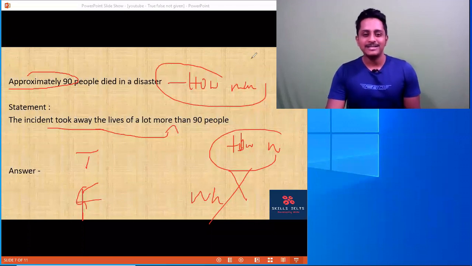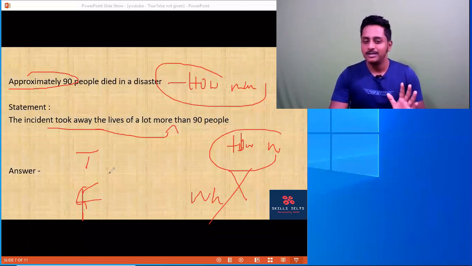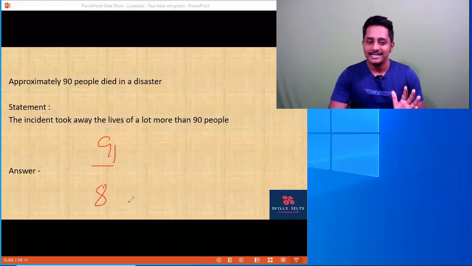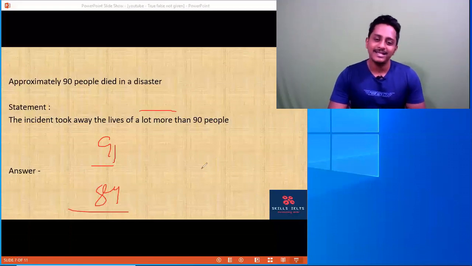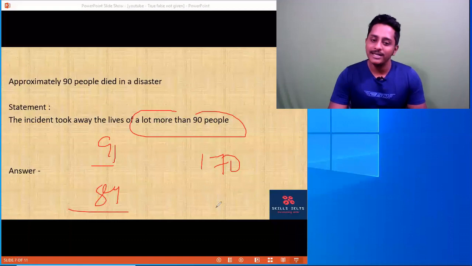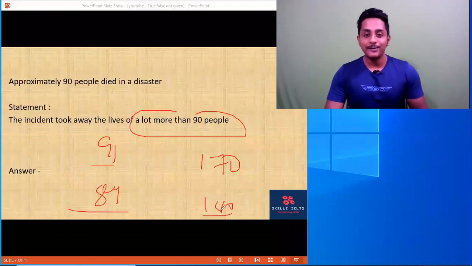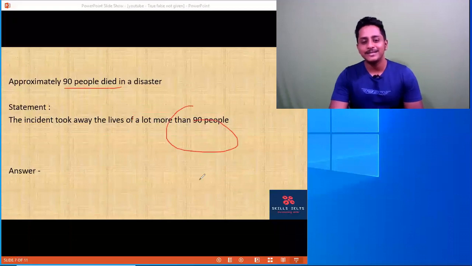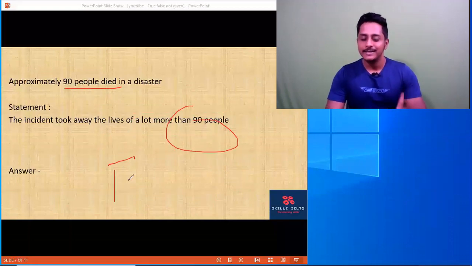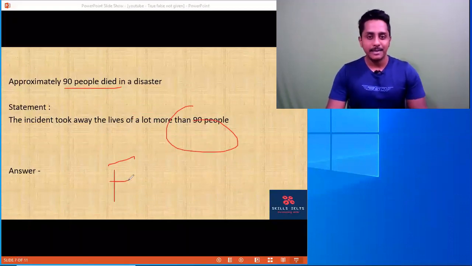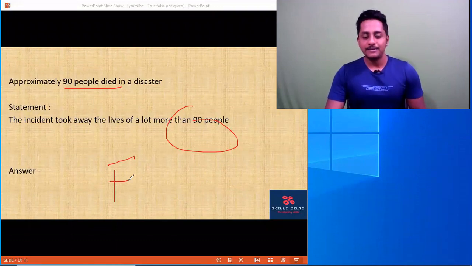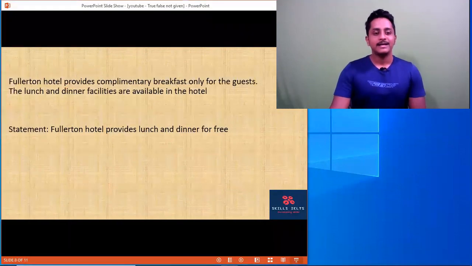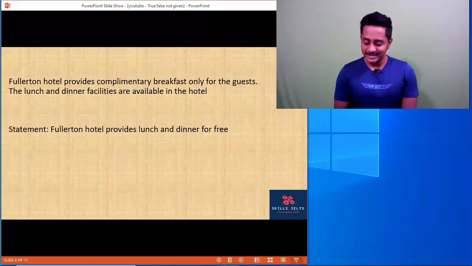So let's say this. Approximately 90 is how much? 91 or 89. A lot more than 90 is 170, 180. It's exactly contradicting. They're saying 90, this they're saying 170. It's exactly contradicting. So the answer is false. Hope you also arrived at the same answer. Let's start with the next question. Take your time. I'll give you 20 seconds on this.